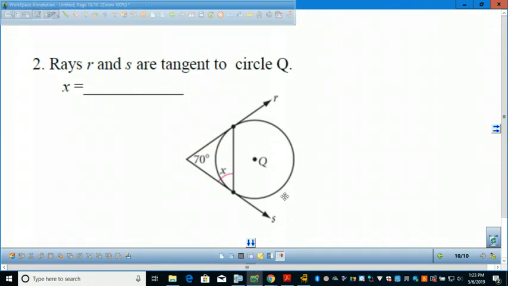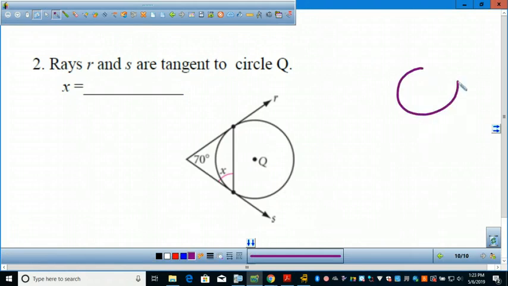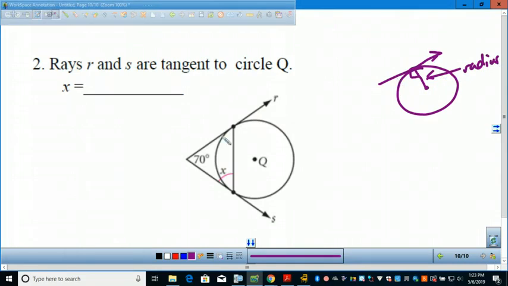Angle X is not 90, by the way. What theorem are we going to use? Well, I can't use this theorem, because this is a radius. It's perpendicular. This is not a radius. So I can't use this one.